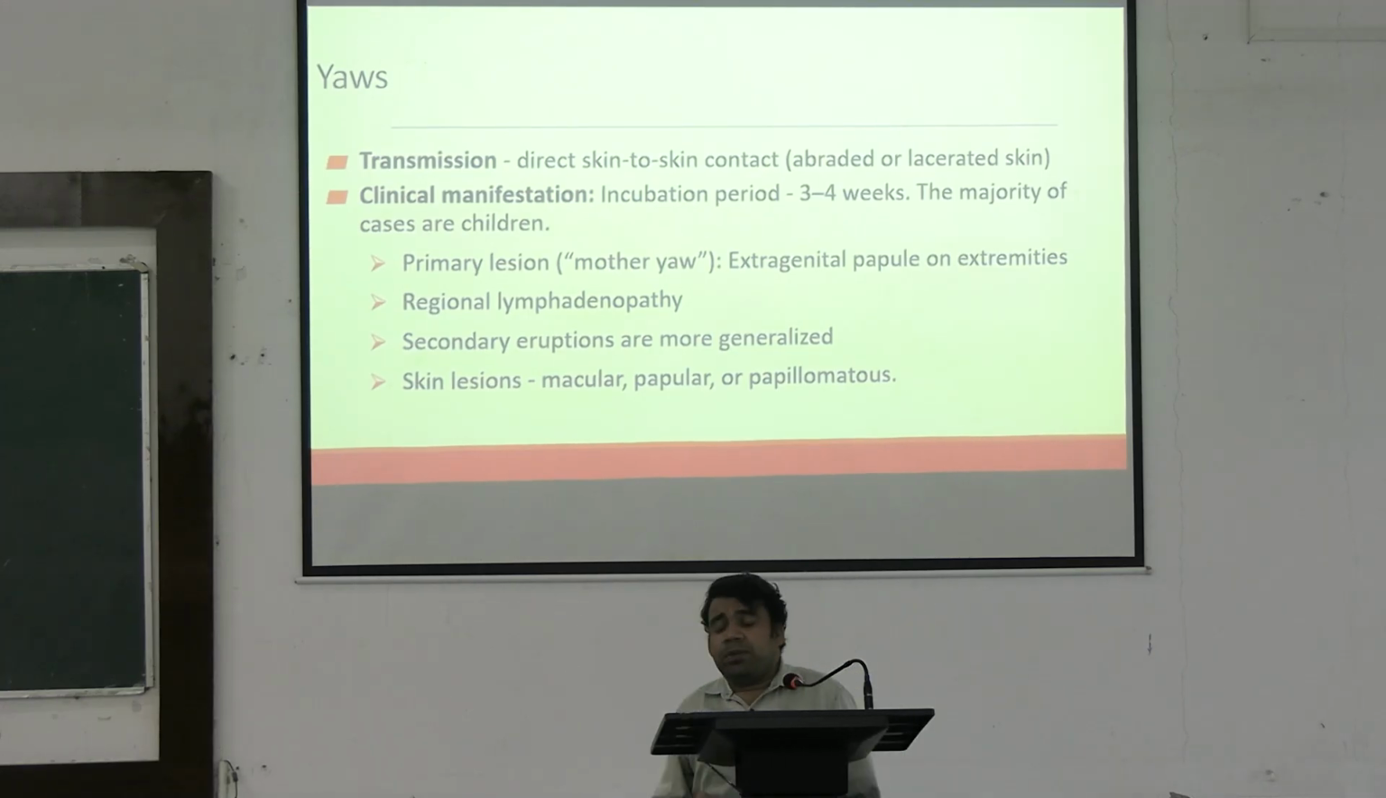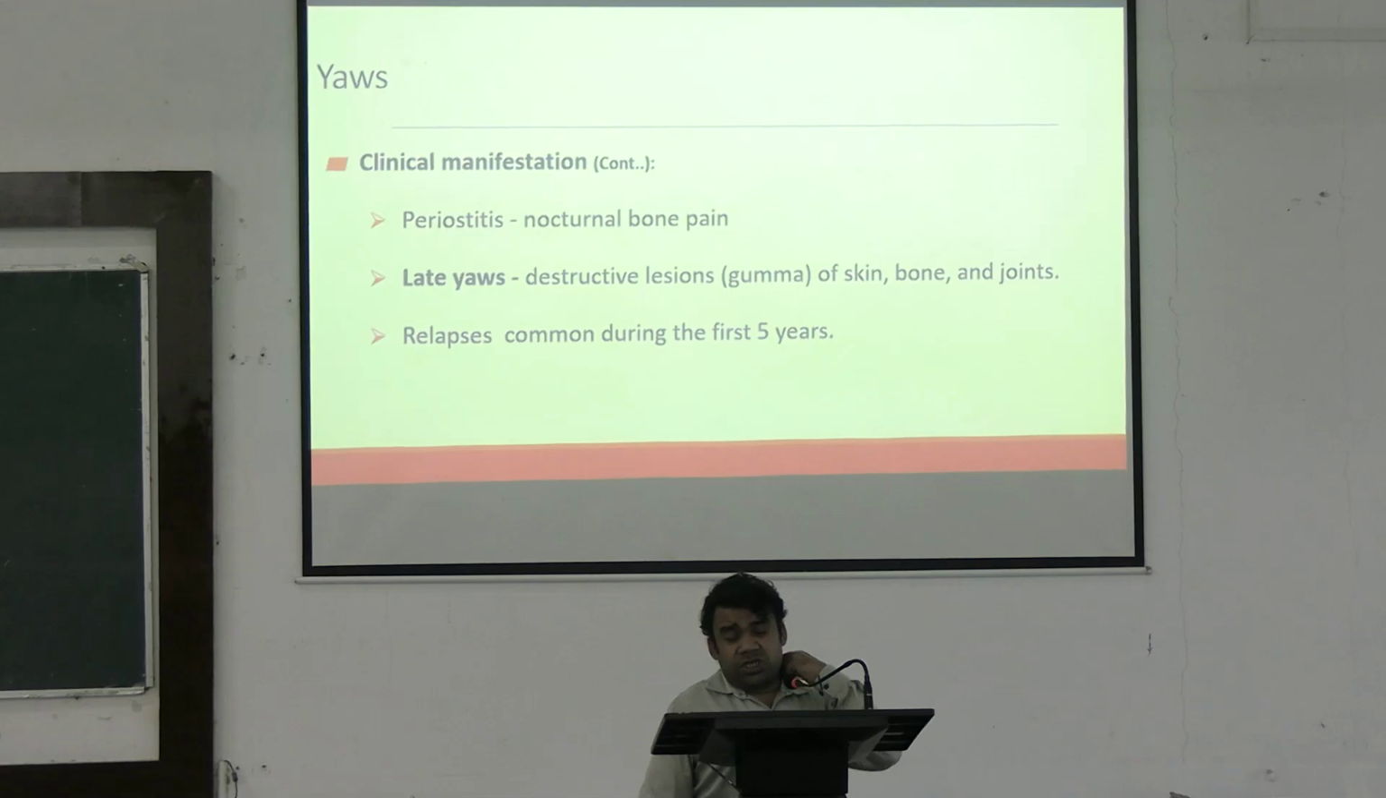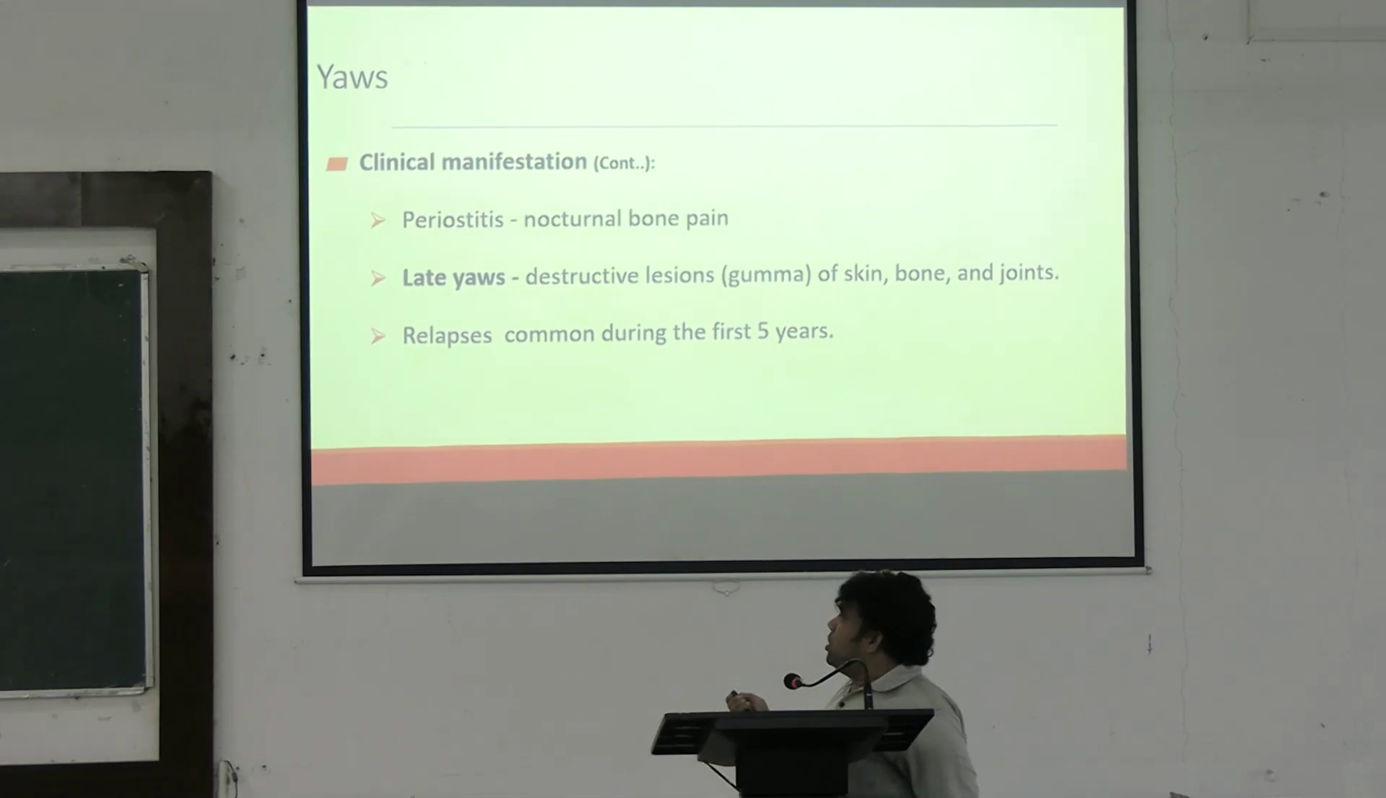The skin lesions may be macular, papular, or may be papillomatous. That is the very common presentation of yaws. After the dissemination, this may also lead to periostitis, that means inflammation of the periosteum, and the child may complain of pain in the joints and in limbs. Later on, also called late yaws, this chronic inflammation leads to destruction of skin, bones, and joints.